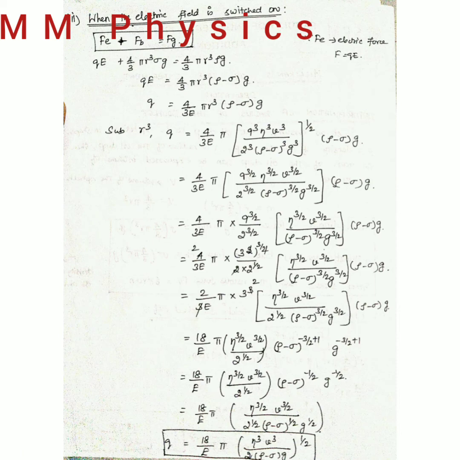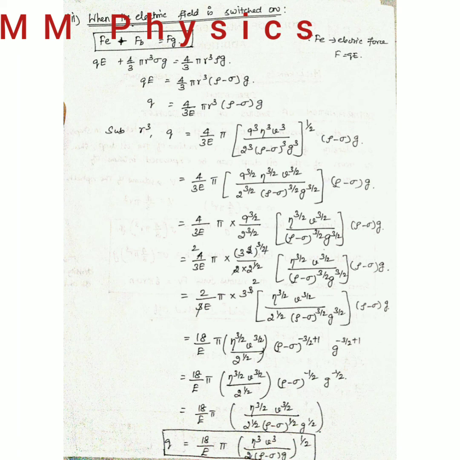Then we need to substitute the value of r which we derived in the previous case. What is the r value there? Substituting the r cube value, 9 cube nu cube v cube divided by 2 cube (rho minus sigma) cube g cube, to the power 1/2, into (rho minus sigma) into g. Then by rearranging all the equations and taking the (rho minus sigma) into g to the numerator, you can refer to the derivation shown in the picture.